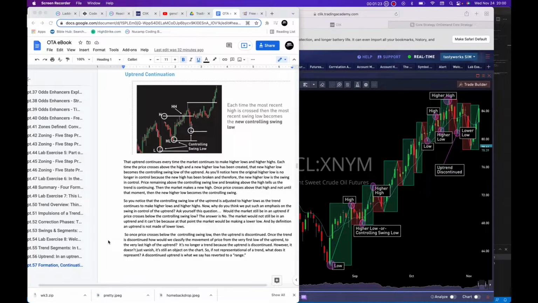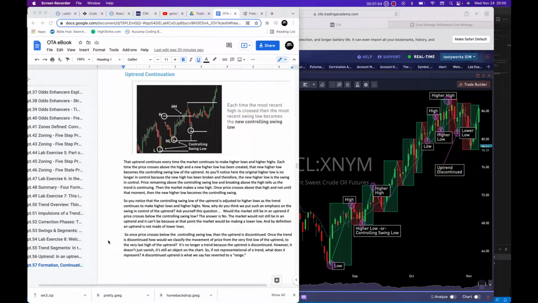Price remaining above the controlling swing low and breaking above the high tells us the trend is continuing. Then the market makes a new high. Once price crosses above that high, and not until that moment, then the new higher low becomes the controlling swing low. So you notice that the controlling swing low of the uptrend is adjusted to higher lows as the trend continues to make higher lows and higher highs.